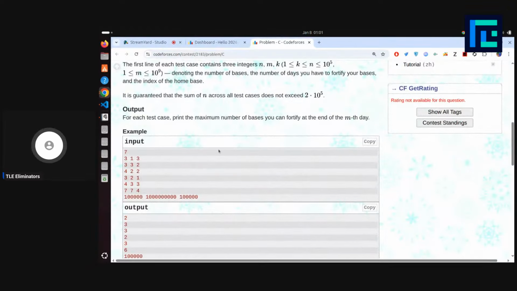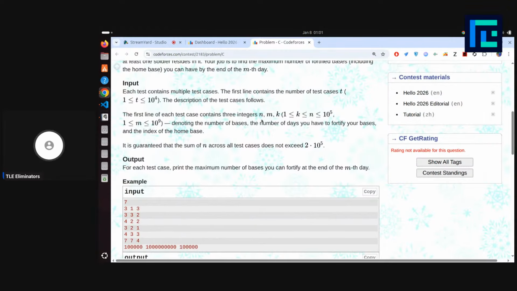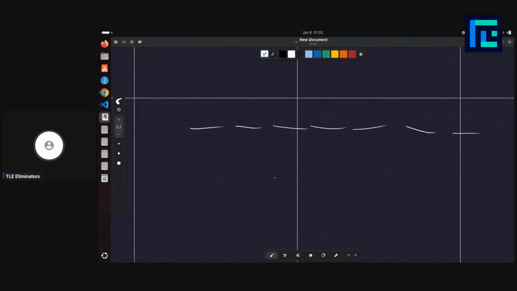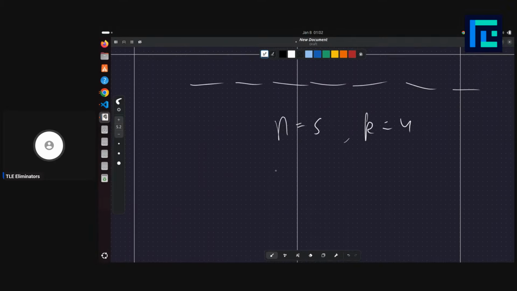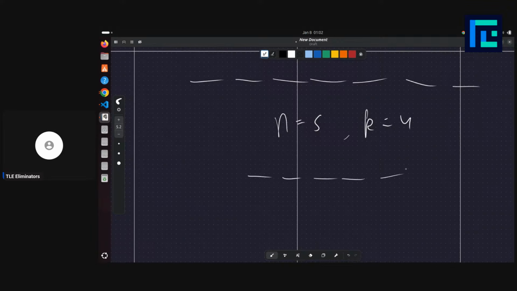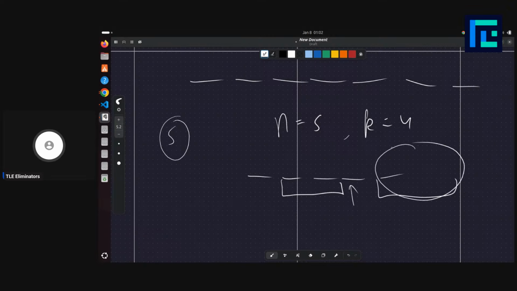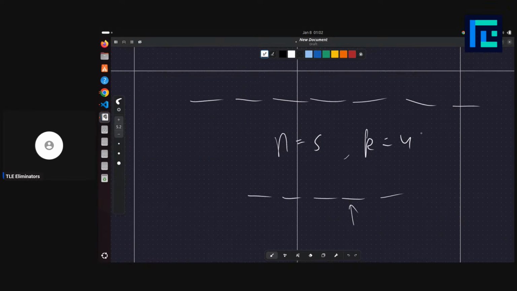Here they have said that we only have 1 to n. The camps are only from 1 to n, and our home is at k. In the input, let's say n is equal to 5 and k is equal to 4. Then if we want to make 5 camps, I can't do two on the left and two on the right, because they don't exist. So what do I do?